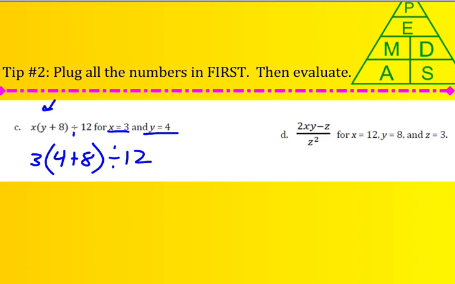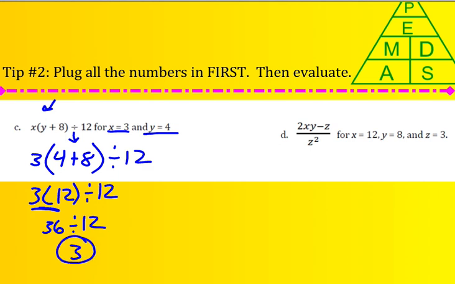We're going to do what's in parentheses first. 4 plus 8 is 12. So it's 3 times 12, divided by 12. Multiplication and division, equally important, but I'm going to do the one that shows up first, left to right. So 3 times 12 is 36, divided by 12. Last operation, 36 divided by 12 is 3.